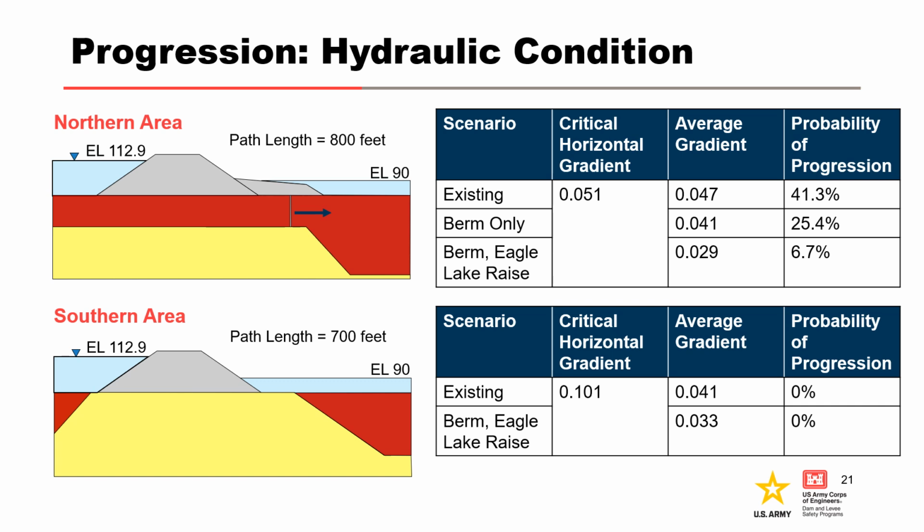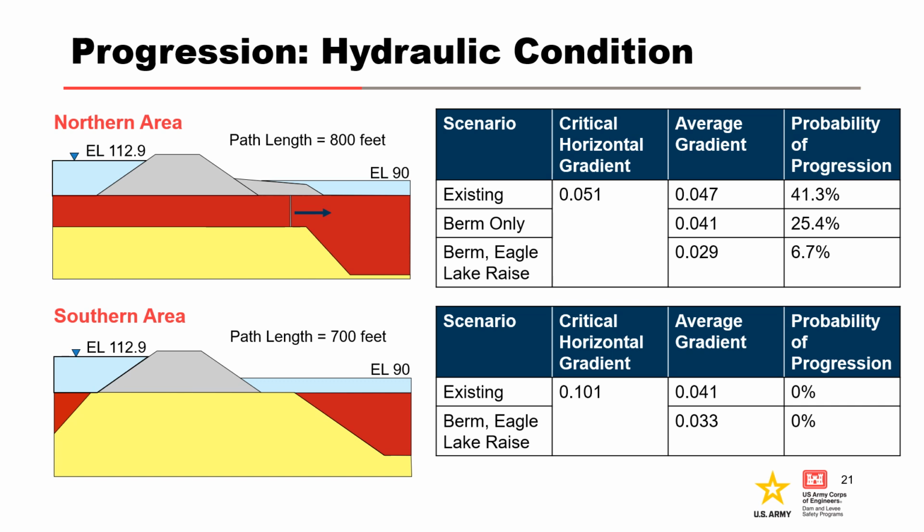Once the berm was constructed, the seepage path length from entrance to exit was lengthened from 700 feet to 800 feet. It's assumed for this case history that additional defects in the confining layer exist beyond the landside berm toe that result in a similar hole type exit and critical gradient reduction as the location of the 2010 boils. With the berm alone, the average foundation gradient is reduced to 0.041 with a probability of progression of approximately 25%.